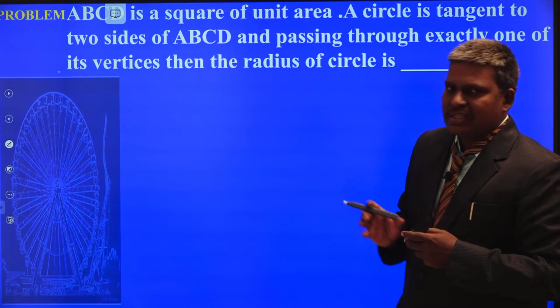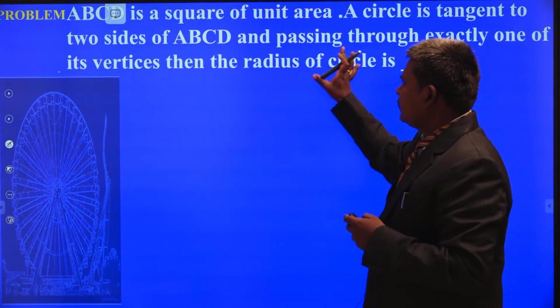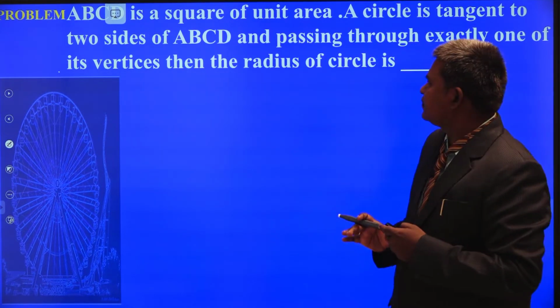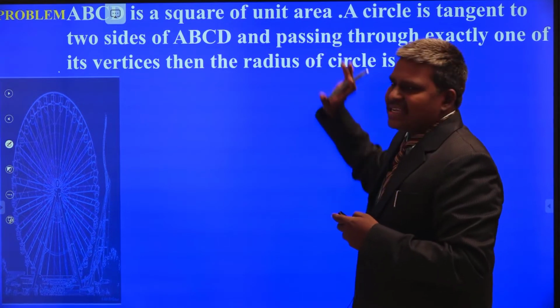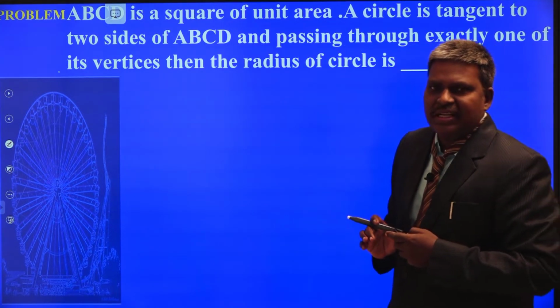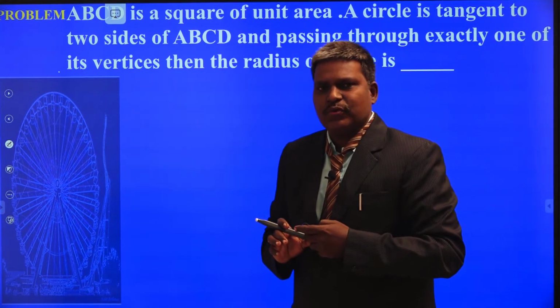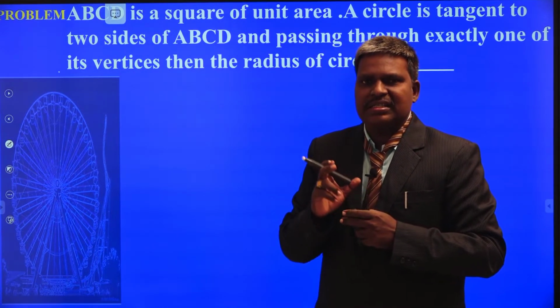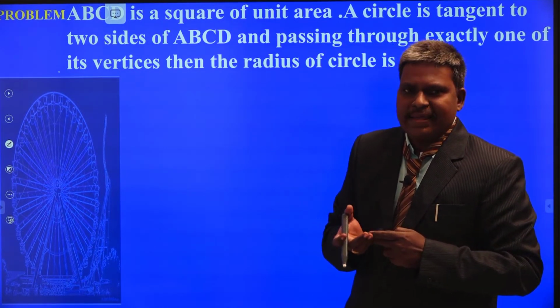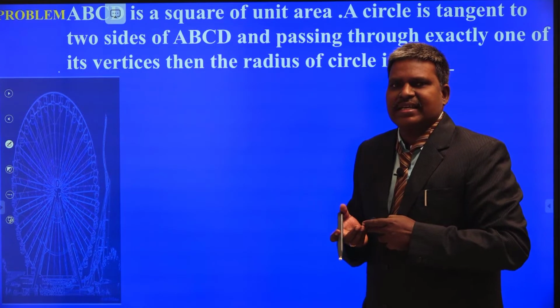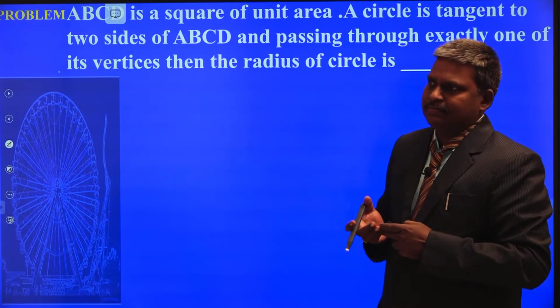Read the question once again yourself. One square is there and its area is 1 square unit. Then what is the length of the side of the square? 1 unit. Because if x square is equal to 1, x is equal to 1. Area of a square is x square if the side length is x.